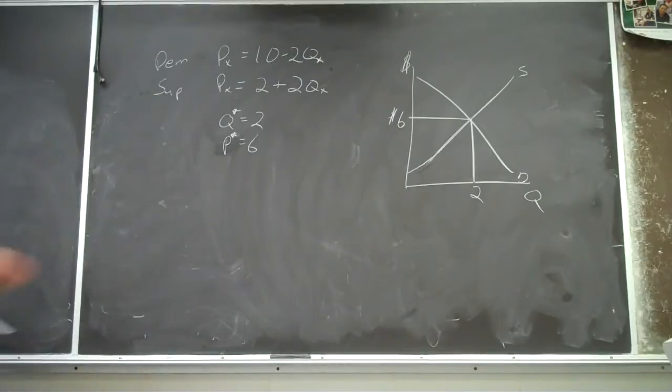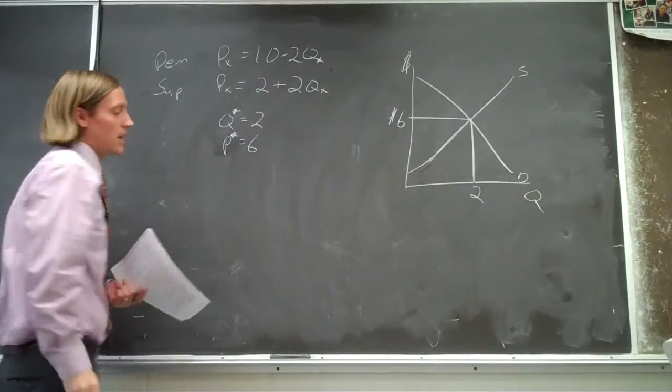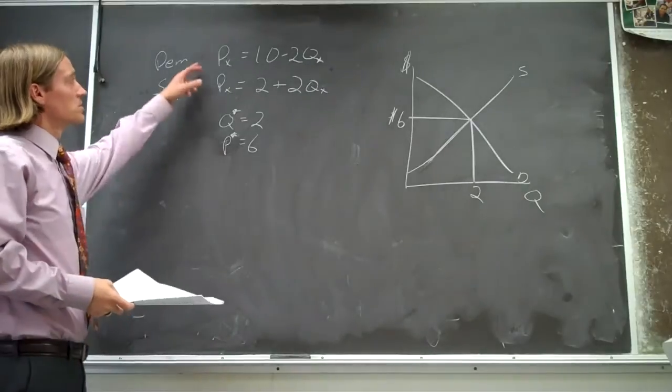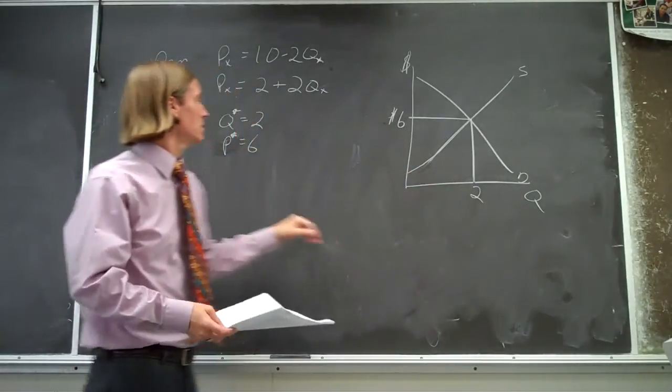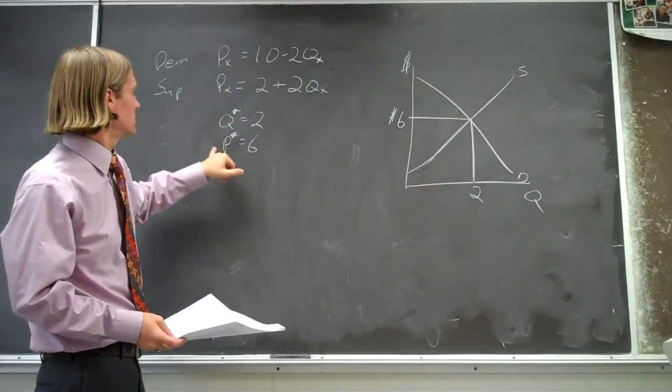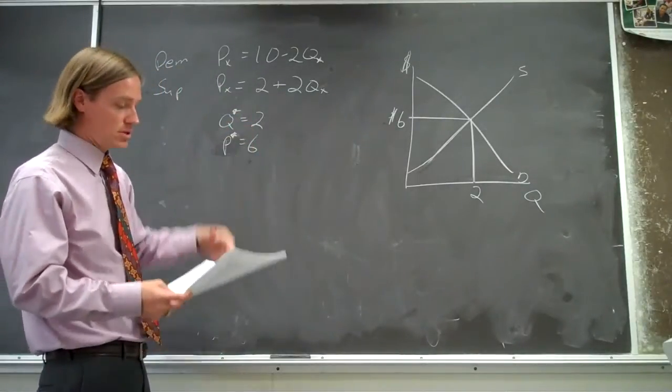Again, we've got a demand equation, we've got a supply equation. We can go through and solve these and get the equilibrium price and quantity. The equilibrium price here is $6, equilibrium quantity is 2.